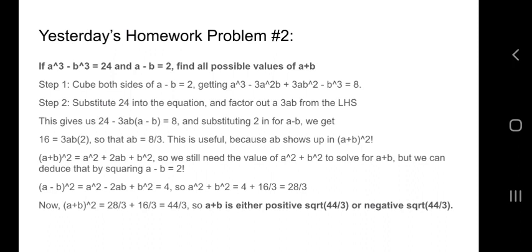So if the square of that number is 44/3, there's two possibilities for what a plus b can be. It's either the square root of 44/3, right? Because the square root of 44/3 times the square root of 44/3 is just 44/3. But we also have the negative of the square root of 44/3, because a negative times a negative is a positive. So that gives us also 44/3, right? So there's always two square roots of a number.